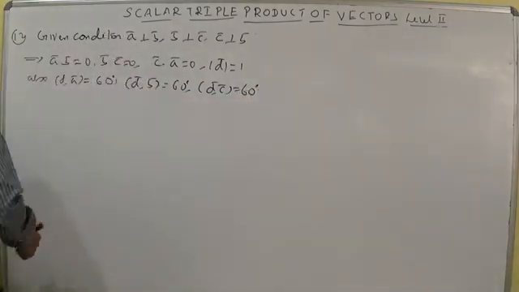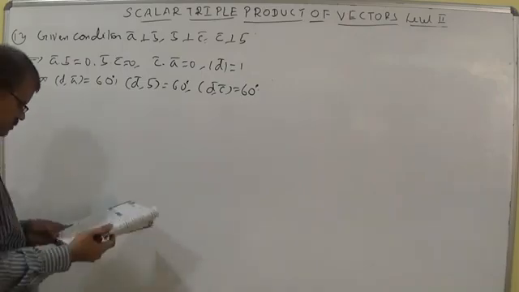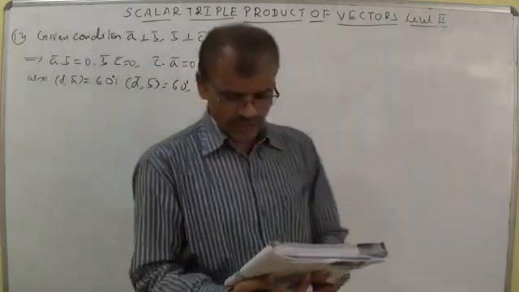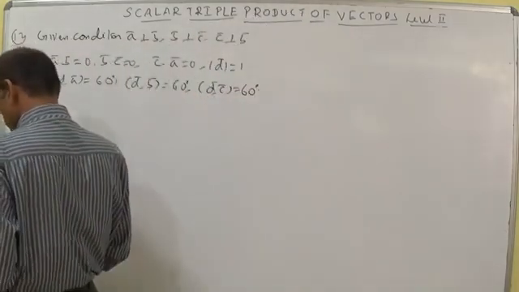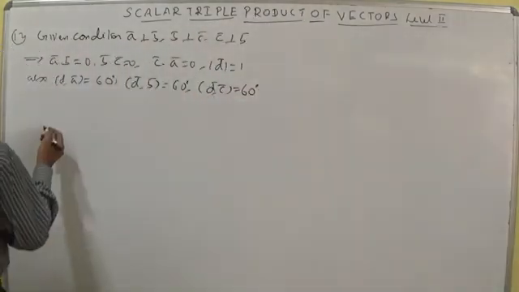Next, about the condition of unit vectors: A, B, C are also unit vectors, as given. A, B, C are mutually perpendicular unit vectors.